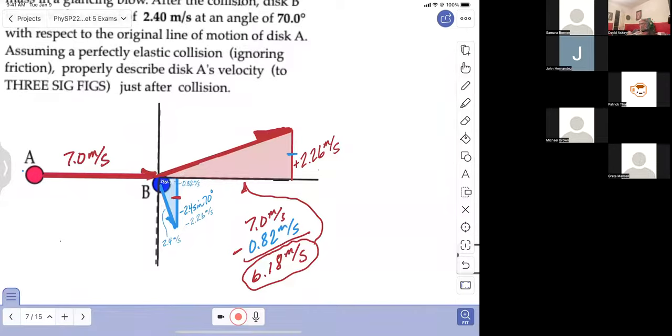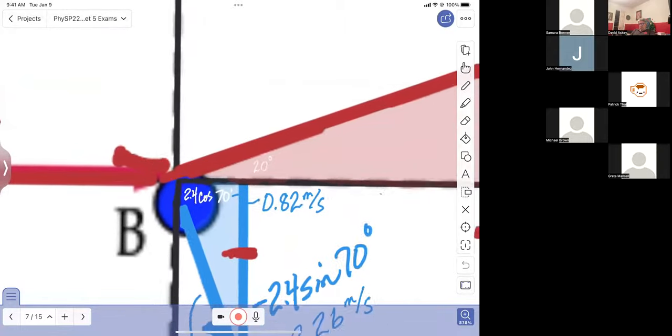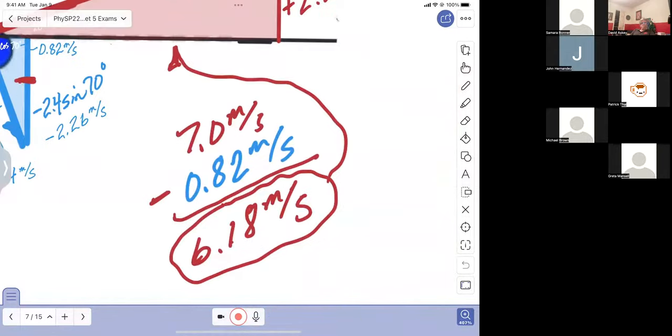I think Carson was texting me the other night and saying, how did you get that 6.18 on the key? I got that because that's seven. I know that these two legs of the red and blue right triangles have to add up to seven. So I'm being a little lazy here. If the blue leg is 0.82, then seven minus 0.82 gives me 6.18.